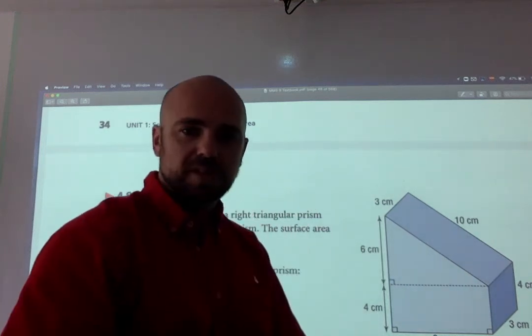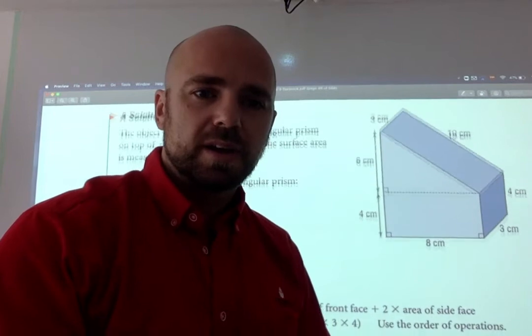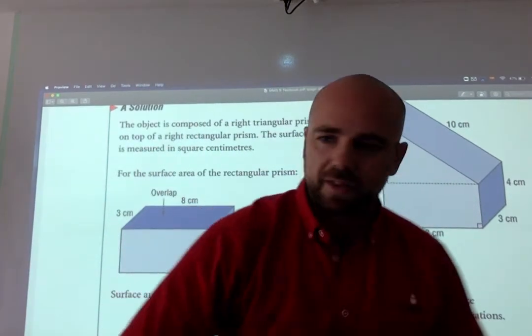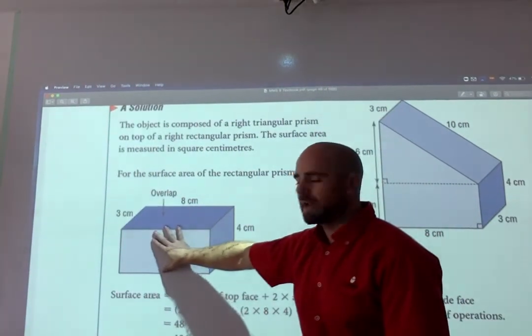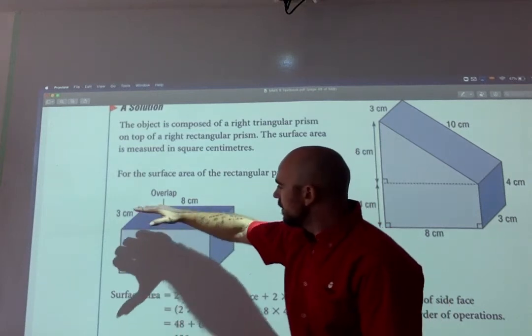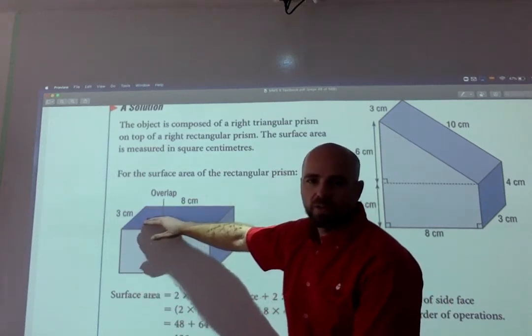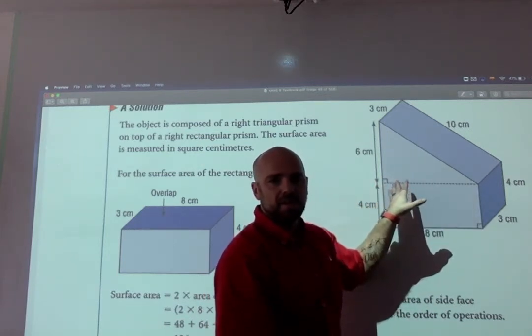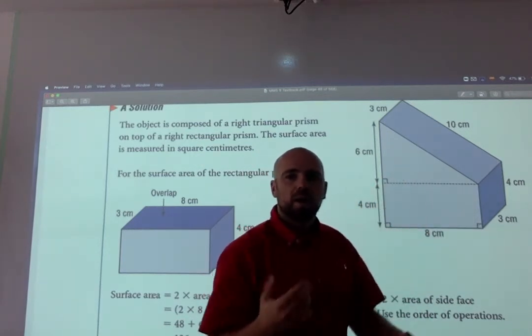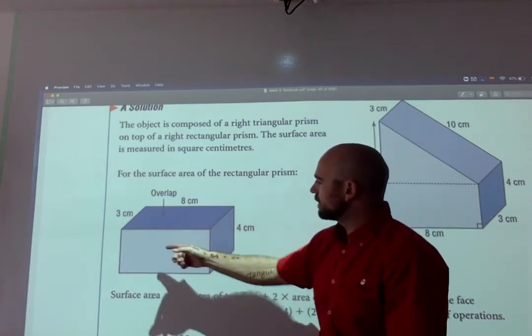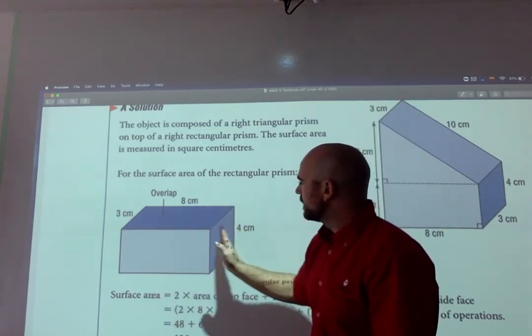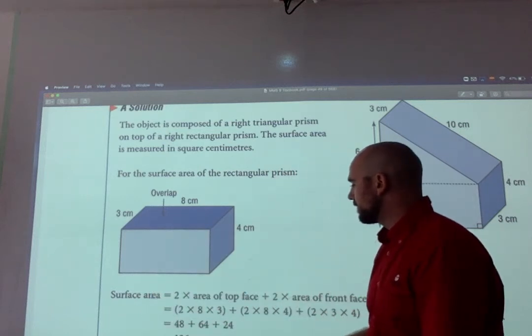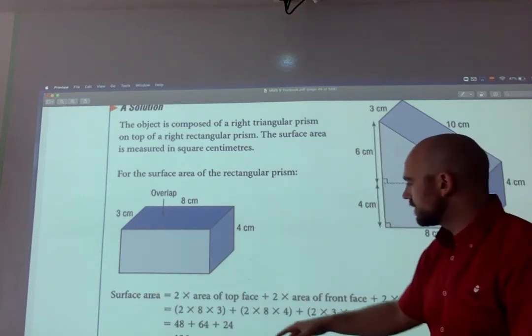So when we're doing the solution, let's see what they're doing. They're talking about this part right here, the rectangular prism first. The top is overlap, what they mean by that is the part that we can't see. It's the bottom part. So how many sides do we have to focus on? We have to focus on the front, the back, the side, and the bottom. And I believe that they're doing all of those in their operation.